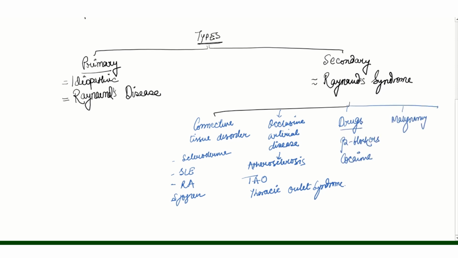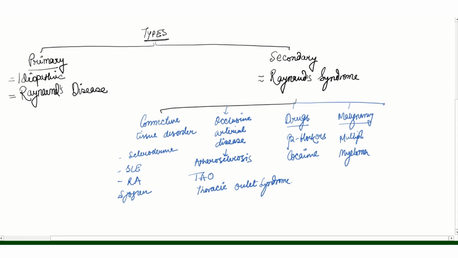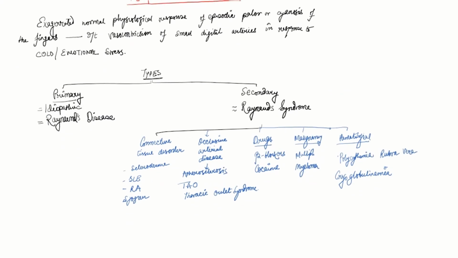There might be underlying malignancy like multiple myeloma or leukemia which may be responsible for this Raynaud's syndrome. Hematological conditions like polycythemia rubra vera and cryoglobulinemia are the common causes of secondary Raynaud's syndrome.